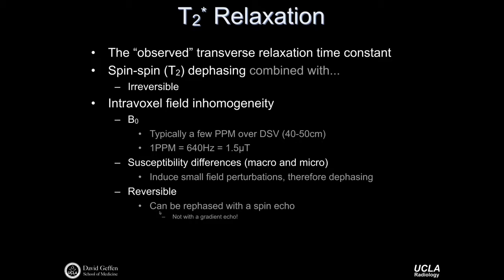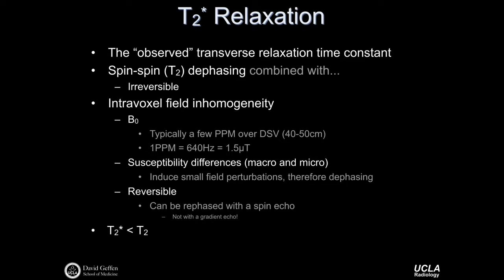So, for example, they can be rephased with a spin echo, a sequence that we haven't talked about quite yet, but they cannot be rephased with a gradient echo. That may not be obvious yet, but the reason is that the spin echo uses what we call a refocusing pulse, which enables reversing these sources of spin dephasing.